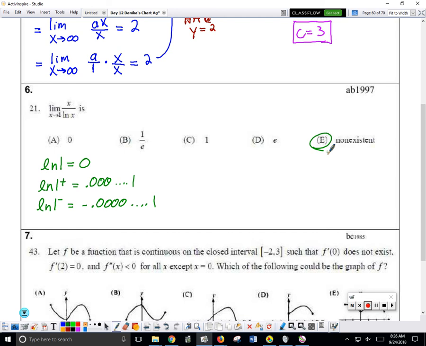This function has a vertical asymptote at x equals 1, because the top becomes a number and the bottom becomes 0. Vertical asymptote. At a vertical asymptote, the limit is unbounded.